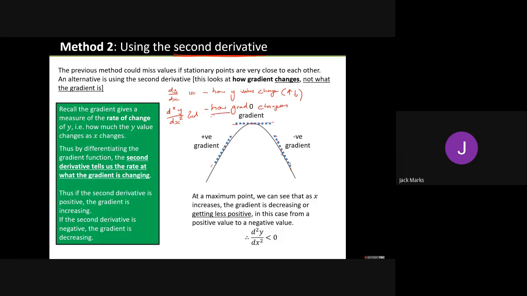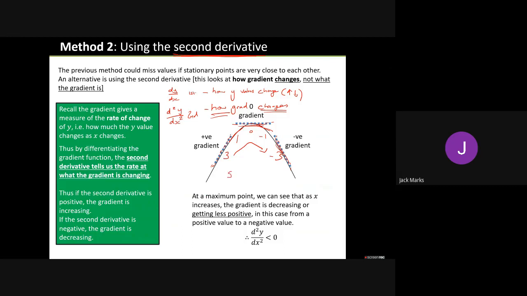Now notice I've used the word how. I haven't said what the gradient is. I've just said how the gradient changes. So for example, the gradient here, let's give it a number. This might be 3. The gradient is going from 3 to maybe let's say 1 to 0 to -1. Let's make it -3.